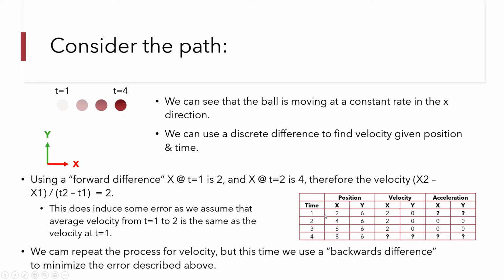And so at time 1, it has an x position of 2. Then at 2, it has an x position of 4. And at 3, it's got an x position of 6. And at 4, it's got a position of 8. Then the y position is constant the entire time, so it has a y position of 6.